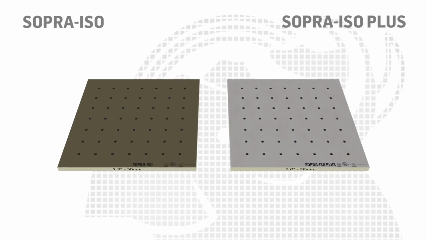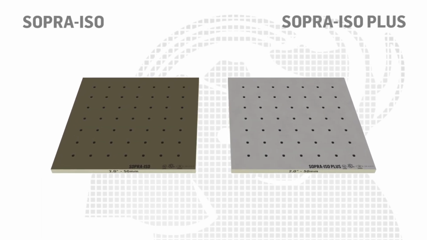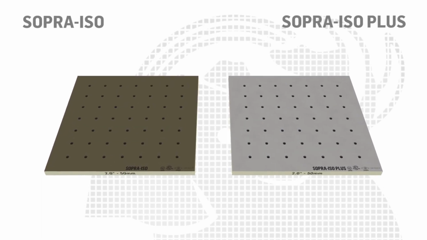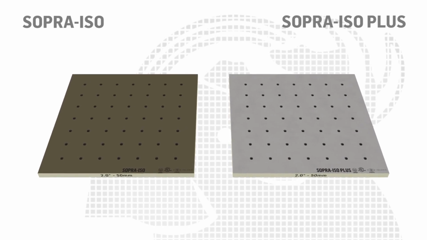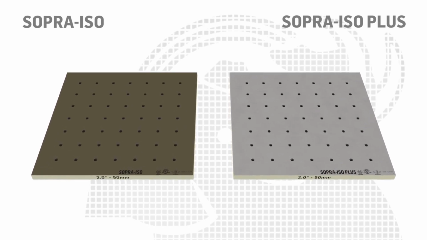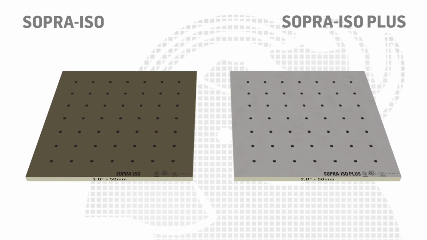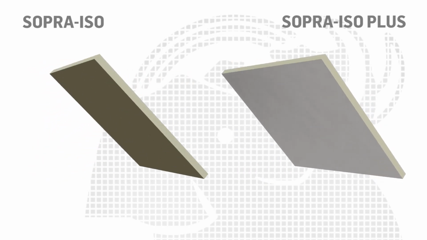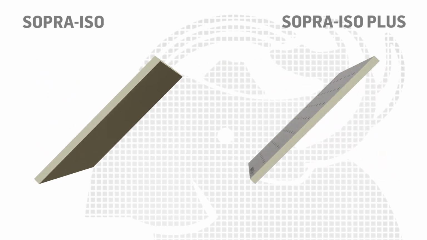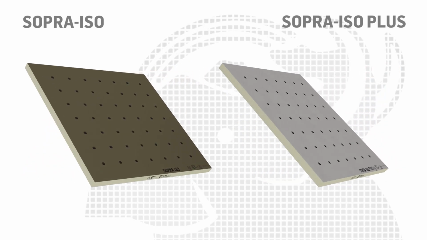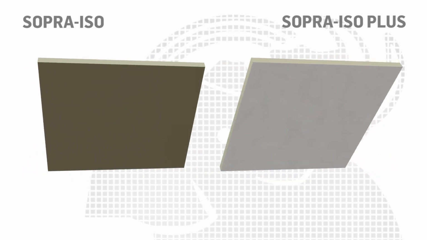Soprema's SOPRA-ISO product line includes polyisocyanurate thermal insulation boards, as well as specialized tapered products designed to ensure positive drainage on roofs. SOPRA-ISO and SOPRA-ISO PLUS boards have different facers on each side. One is organic and the other is fiberglass.